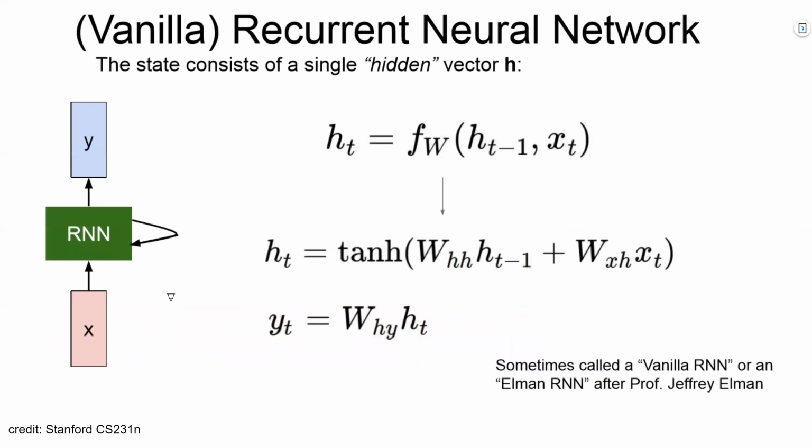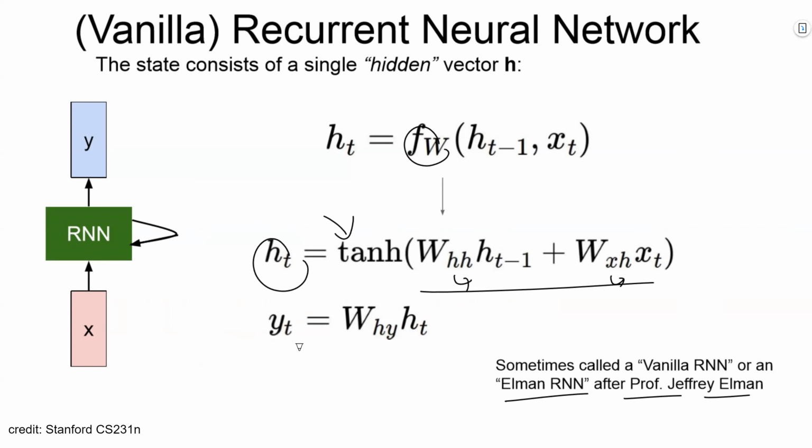And this is the vanilla recurrent neural network. Sometimes it's called a vanilla or Elman RNN after Professor Jeffrey Elman. And this function actually looks like this. W_hh times h_{t-1} and W_xh times x_t get added, and we pass through hyperbolic tangent. Then we get the new hidden state. And to generate the output, we apply another weight, W_hy.